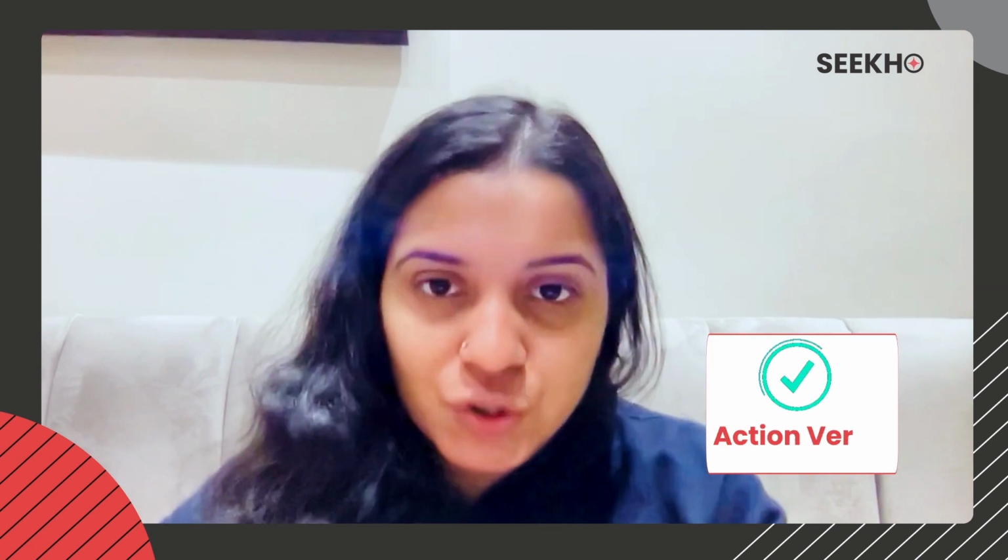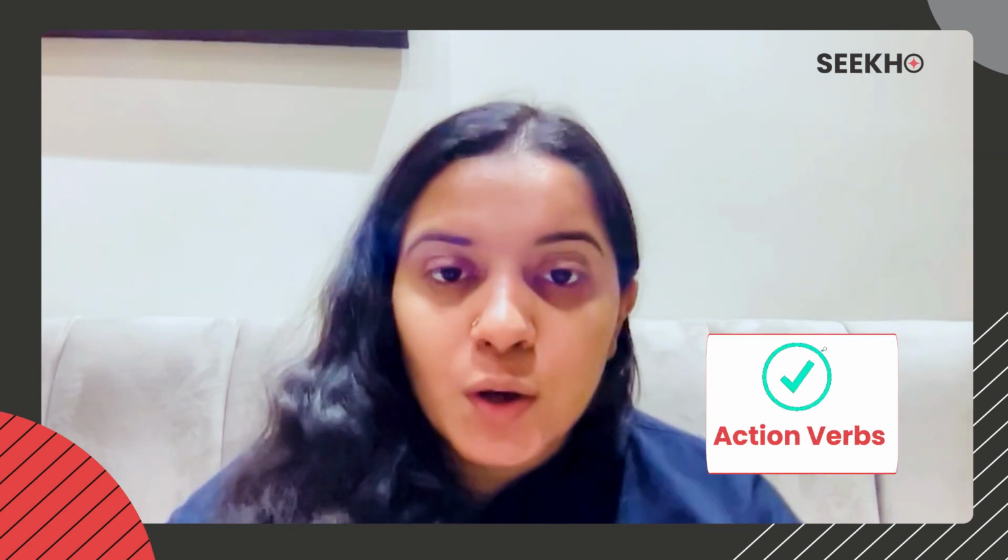It is always advised to use action verbs when you're talking about your CV. So action verbs are verbs like worked, advised, helped. There are a lot of action verbs. There's some action verbs which Seekho members also have access to. You can always find them on the internet. So always use action verbs while you're working on your CV. Never use a first person form while you're writing in your CV or building your resume.